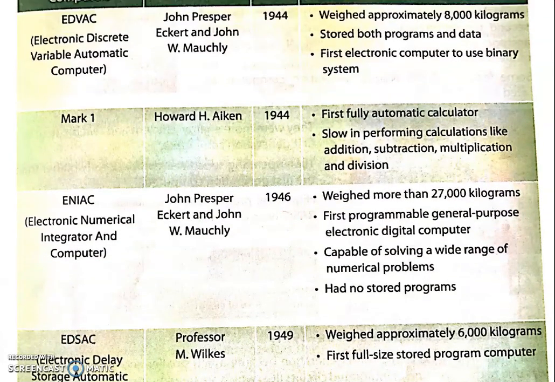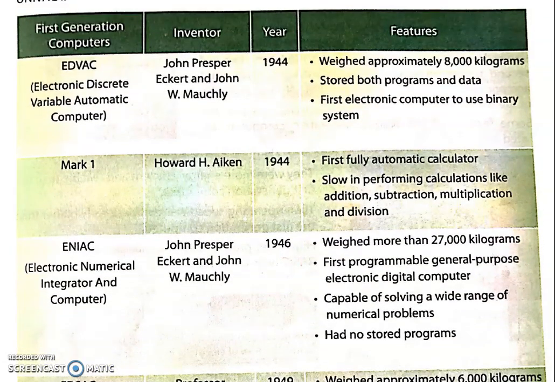Then Mark 1. This computer was also a first generation computer. It was invented by Howard H. Aiken in the year 1944, same as EDVAC. It was the first fully automatic calculator. It was slow in performing calculations like addition, subtraction, multiplication, and division.